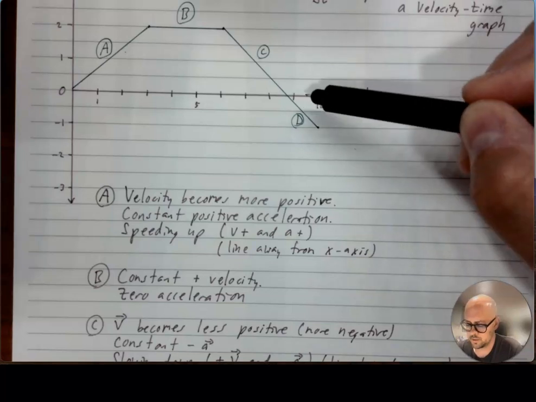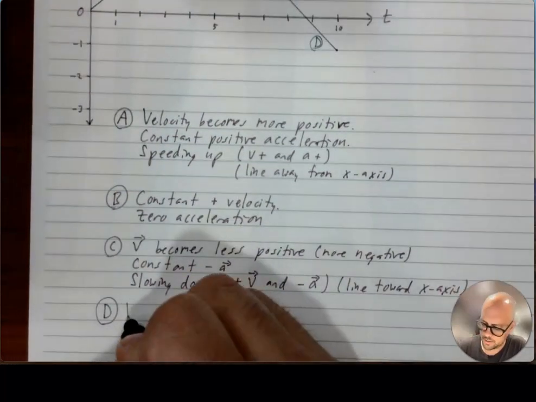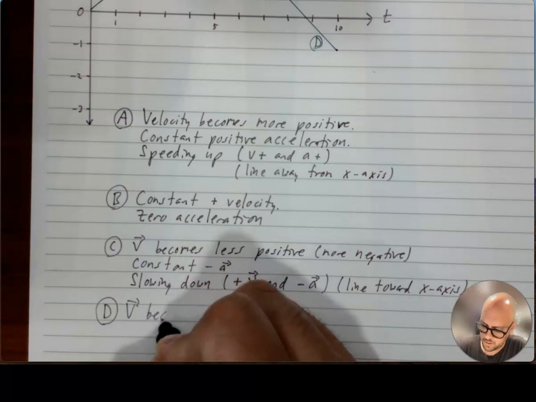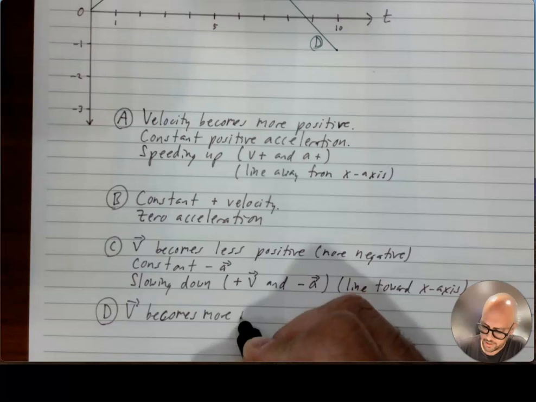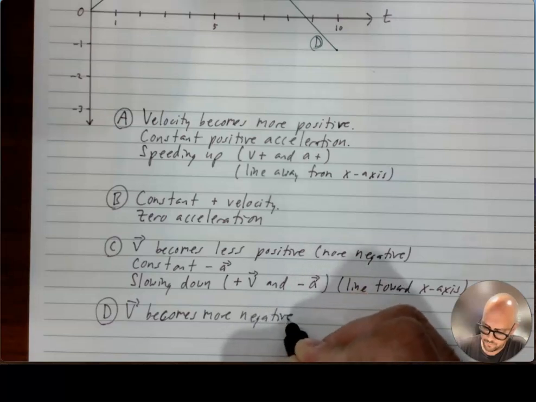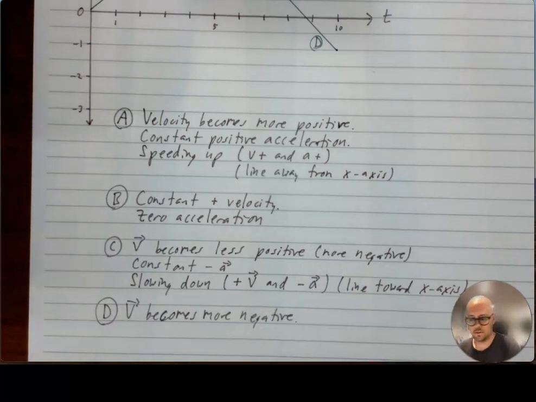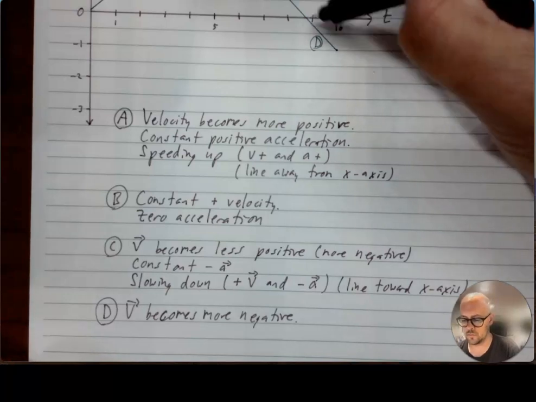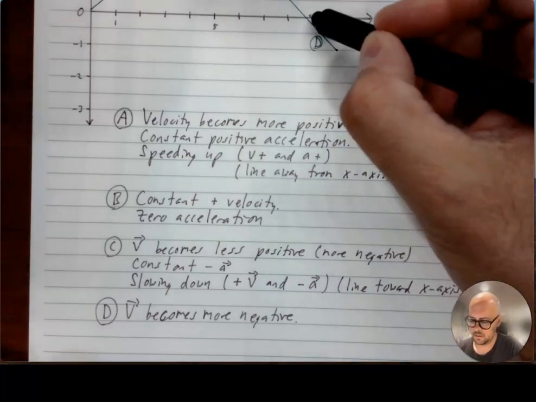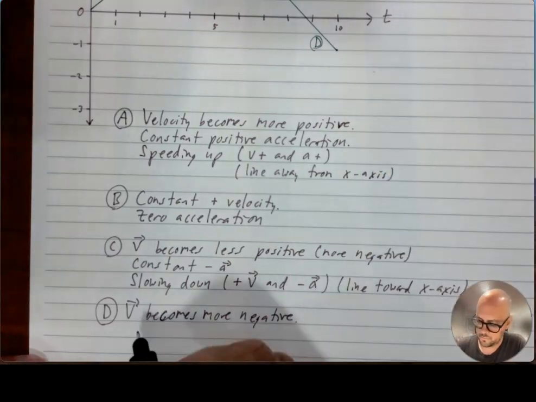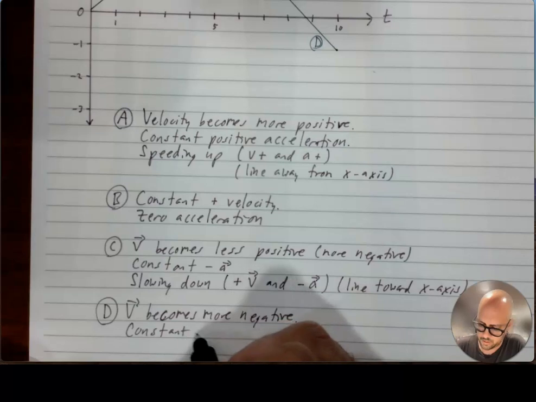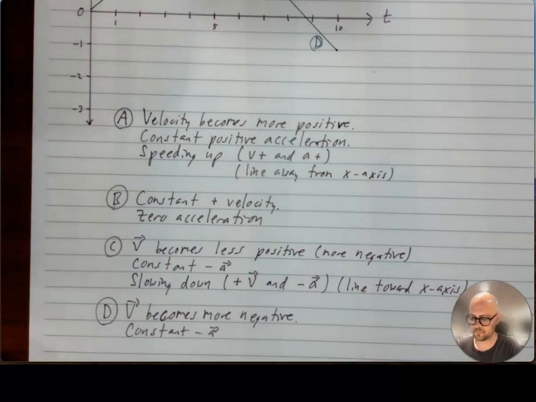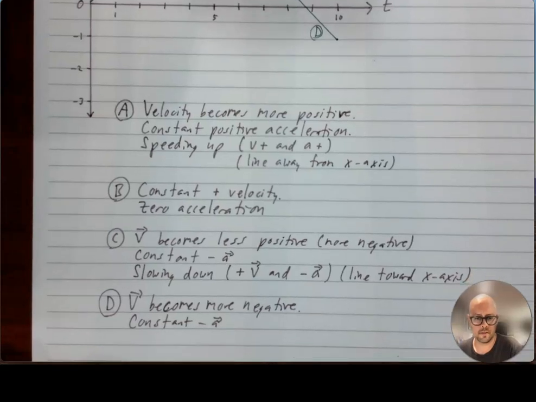Now this one is velocity becomes more negative. And that's easy to see, right? So far, so good. This is a line that has negative slope, so we can also say constant negative acceleration. And so far we haven't said anything really crazy.